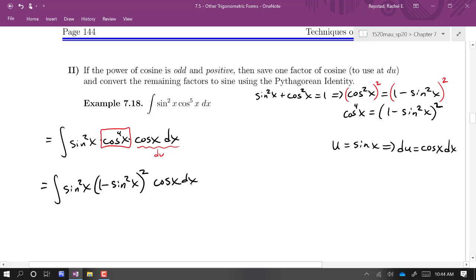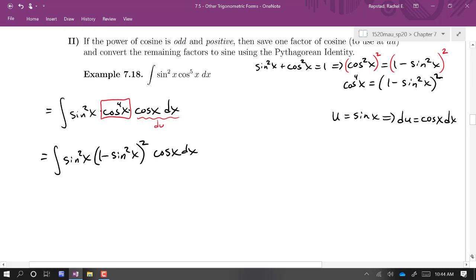And I'm going to make my substitution now. I could do the algebra out with leaving the sine x in, but sometimes it's less messy if you just put the u's in first. So that's what I'm going to do here. So sine squared, I'm going to make my u substitution here. U is sine x, so sine squared x is u squared. Then we have in the parentheses 1 minus u squared, and we're squaring the parentheses. And then at the end, there's our du.